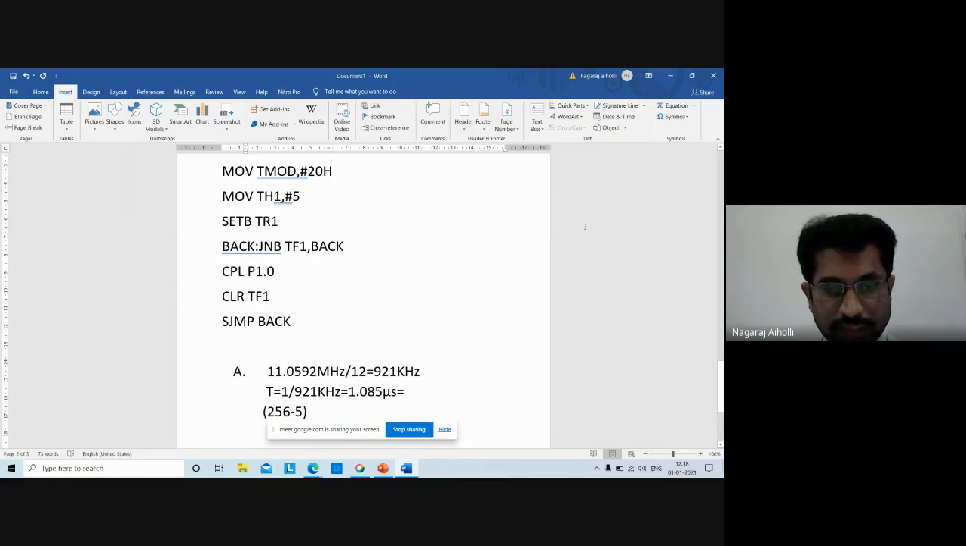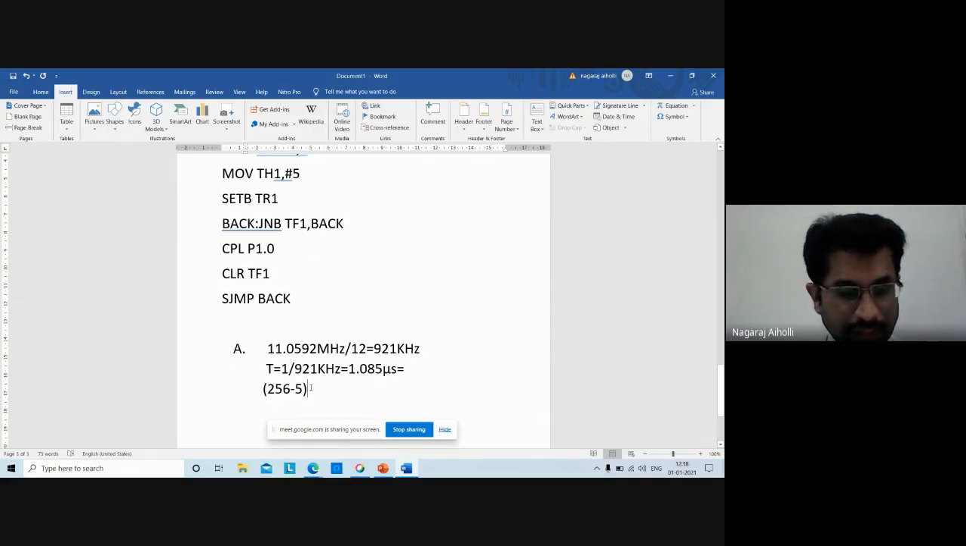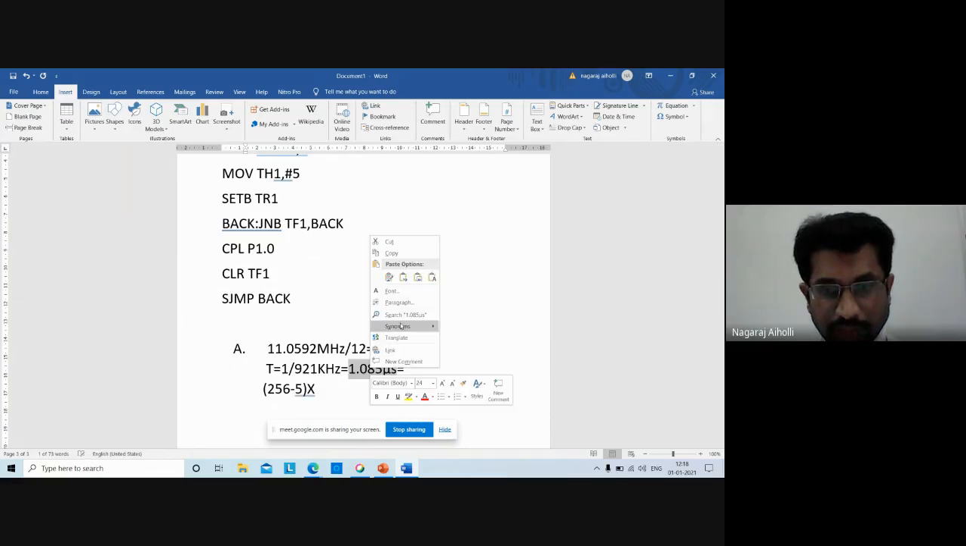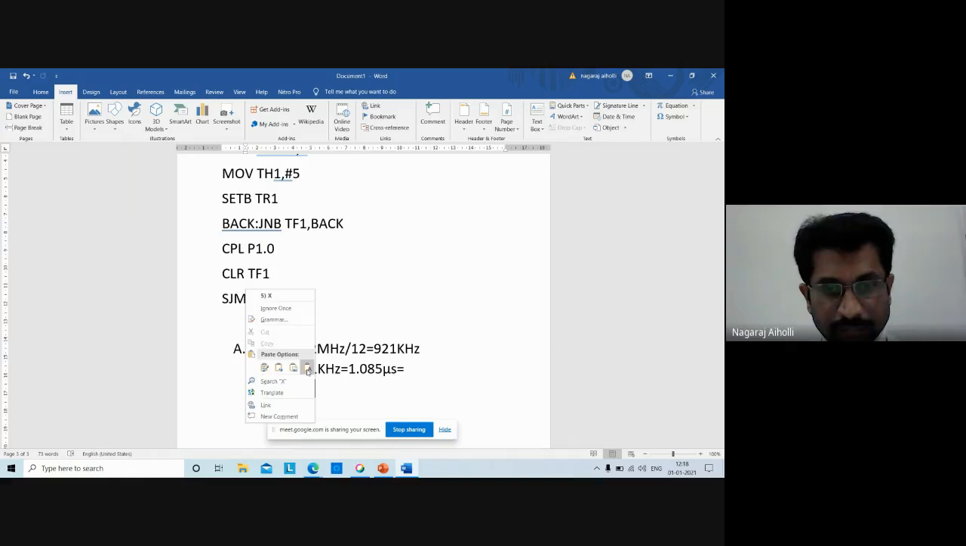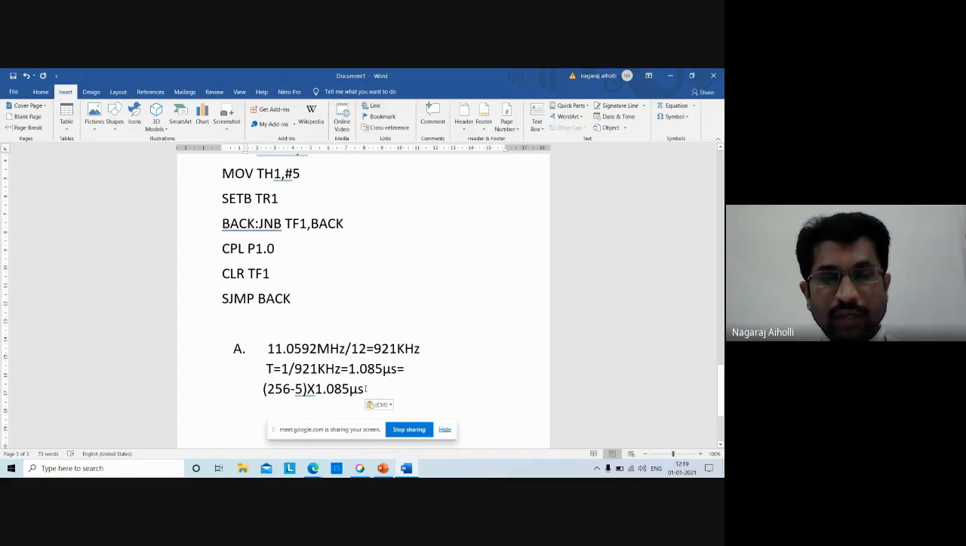Now 256 is the maximum value minus the starting value 5. The time period is 1.085 microseconds for every count of the clock pulse. So the number of counts is 256 minus 5, which is 251. For one count it takes 1.085 microseconds. Therefore, for 251 counts, cross multiply: 251 into 1.085 microseconds.